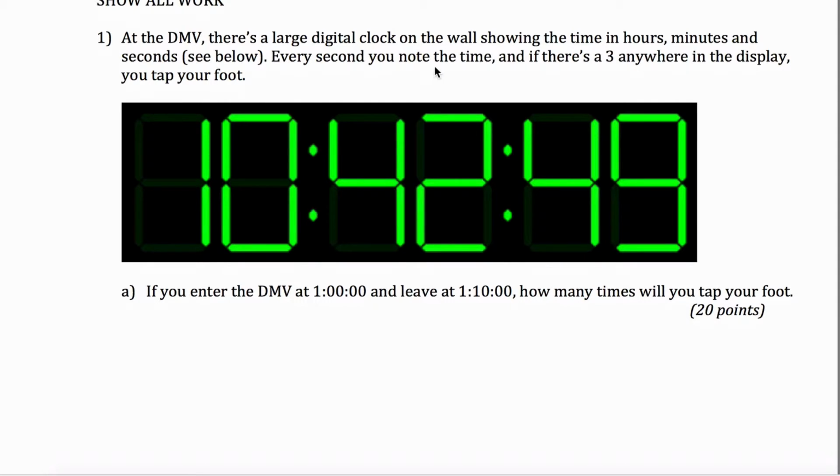And every second you look up at the clock. And anytime you see a 3 anywhere in the display, you tap your foot. Why are you doing all this? I don't know. I couldn't come up with anything too clever. Hopefully this will illustrate the points that I was hoping to get you to have learned.